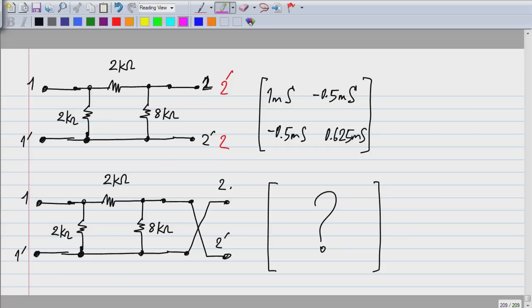And another answer says that Y21 equals minus Y12. Now, this is not really possible, right? Because for any resistive network, we just said that they are reciprocal. So, Y21 has to be equal to Y12. They could be different from what it was for the original circuit. But even for the new circuit, which consists of only resistors, Y21 has to be equal to Y12.